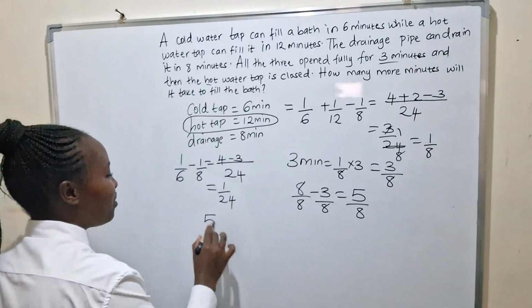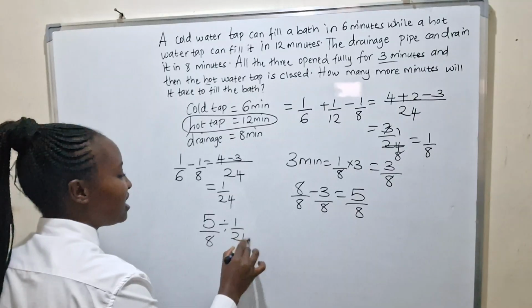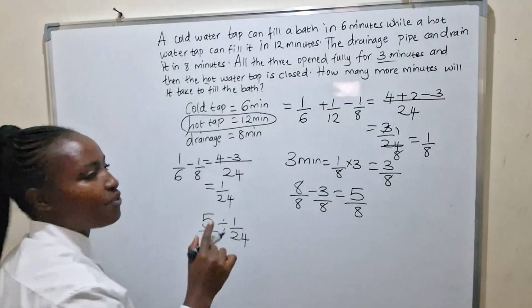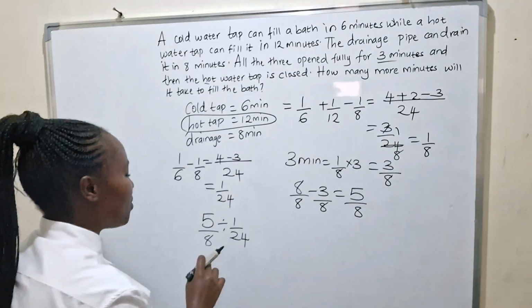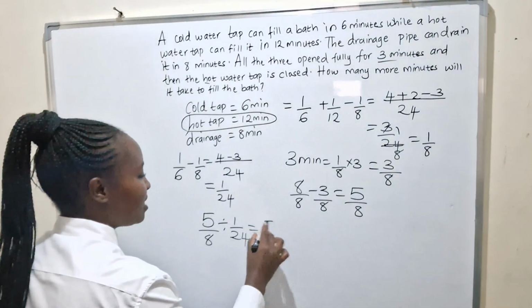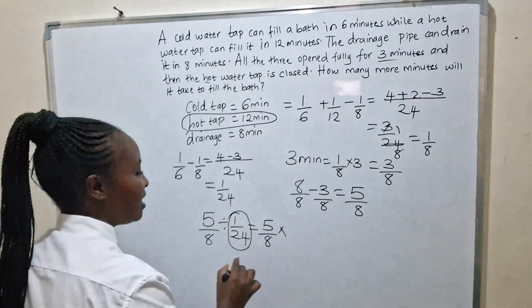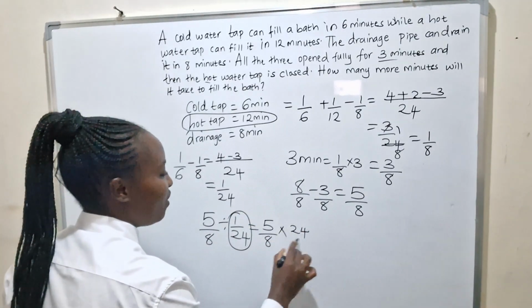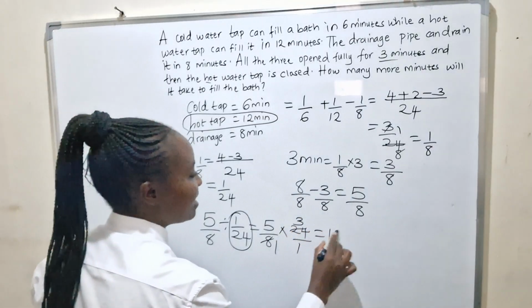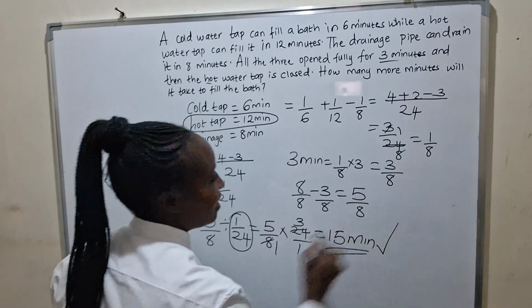So if 1/24 is what the water gets in 1 minute, what about 5/8? You just pick your 5/8 and divide by 1/24, because this is the water the tank gets in 1 minute after the hot tap has been closed, right? So you divide it here. That means division becomes multiplication: 5/8 times the reciprocal of this, 24/1. So 24 by 8 is 3, and 5 times 3, you get 15 minutes. This is the answer. You see?